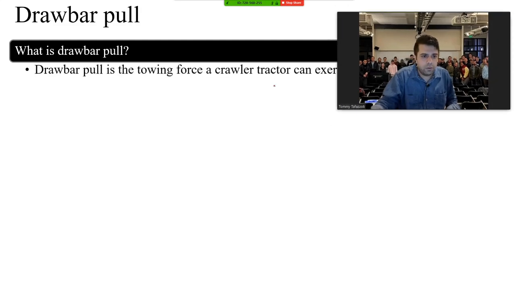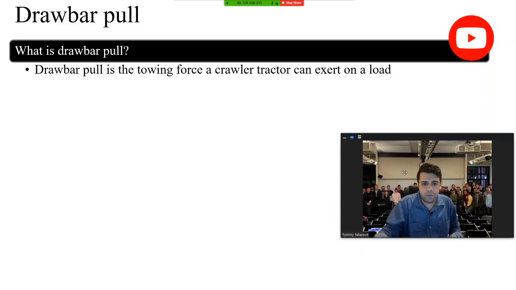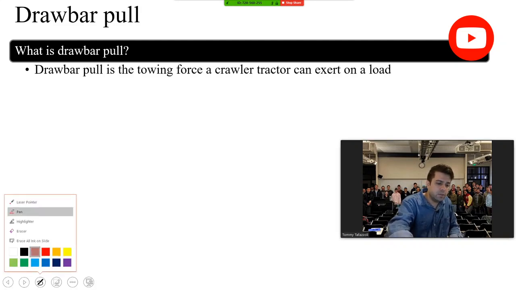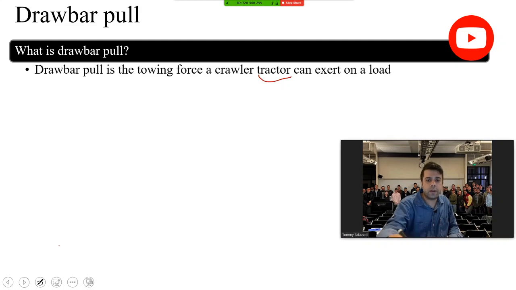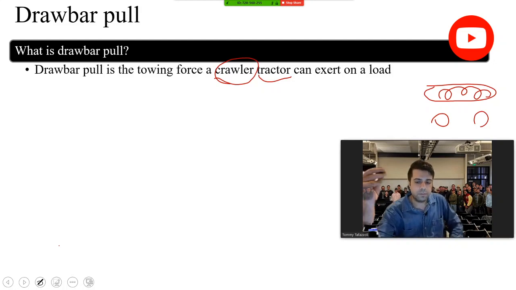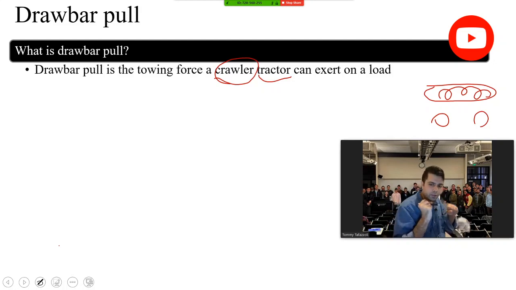The drawbar pull is the towing force of a crawler tractor. So this is important. We're talking about a crawler tractor, okay? It means we're not talking about the tires. It is a crawler tractor. If you remember, these are the crawler tractors, okay? I mean, they don't have tires. So this is the power they could apply to a load.